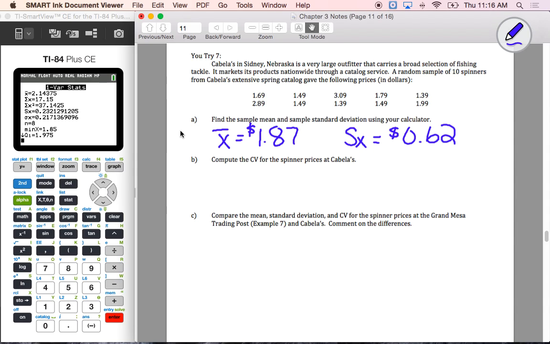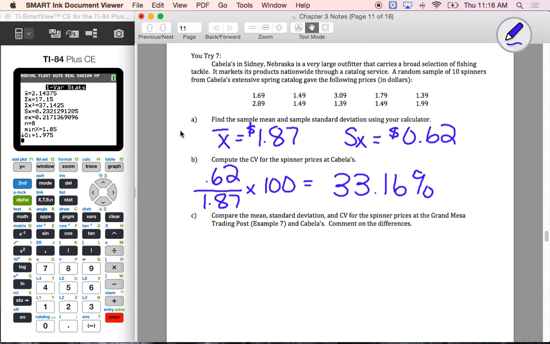So if we divide those two and multiply by 100, we should get 33.16%. Now that's a higher percentage. So that means those values are going to vary more, instead of the smaller store where the numbers were all closer to each other. So the bigger the percent, the more varied the numbers are going to be.